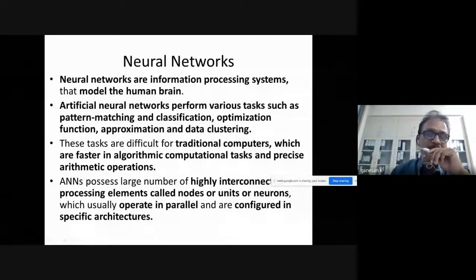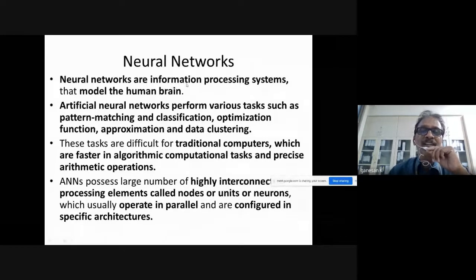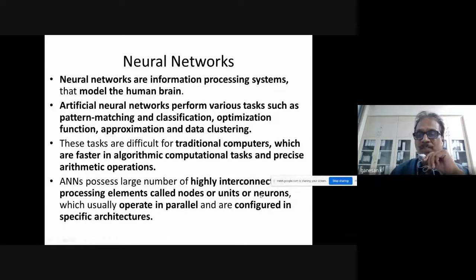Whereas in the case of an artificial neural network, they possess a large number of highly interconnected processing elements, which are called nodes or units or neurons, because these are the words which I'm going to use repeatedly in the presentation. So you keep a note of it. Every single tiny processing element, which is mimicking the behavior of a human brain, I am calling a neuron, right? That's why we call it a network, because not only one, but many of them are there, and they are talking to each other. And then we try to use this artificial neural network to solve problems.